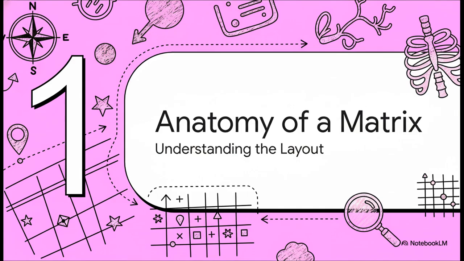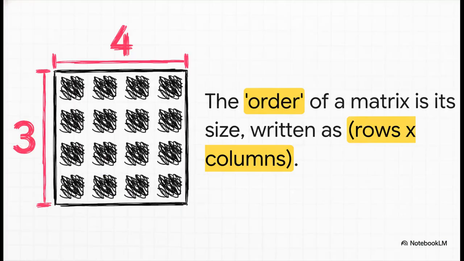All right, first things first. Before we can do anything cool with a matrix, we've got to understand its basic layout, its anatomy. The first thing you need to know about any matrix is its order. And that's just a fancy word for its size. The key rule? It's always rows first, then columns. Always. So if you see a matrix with 3 rows and 4 columns, we call that a 3x4 matrix.